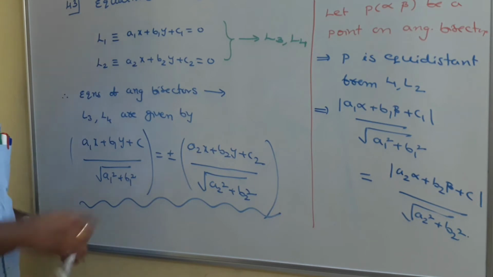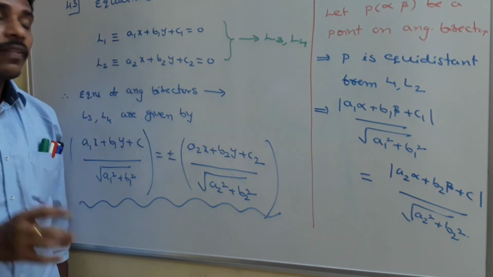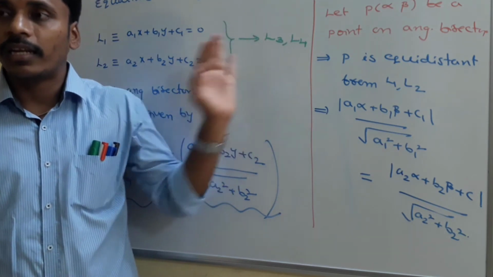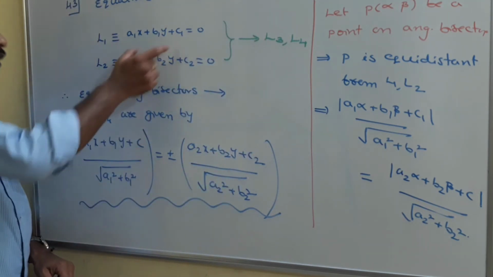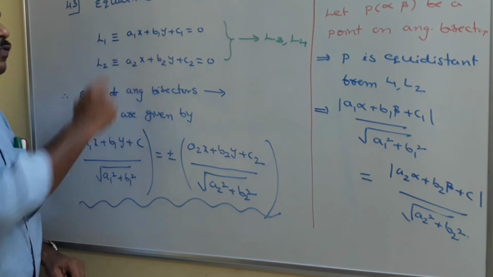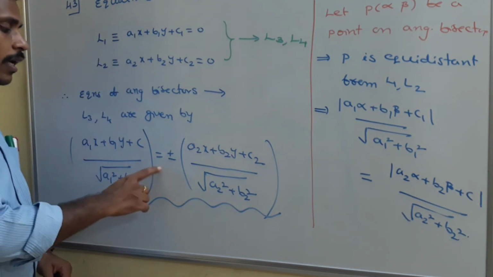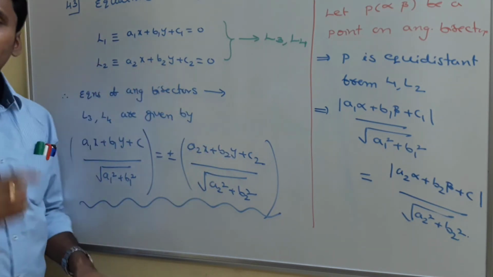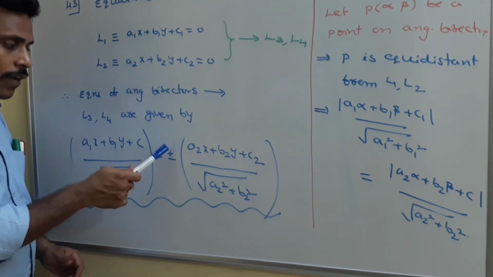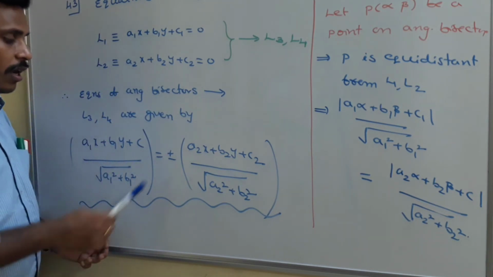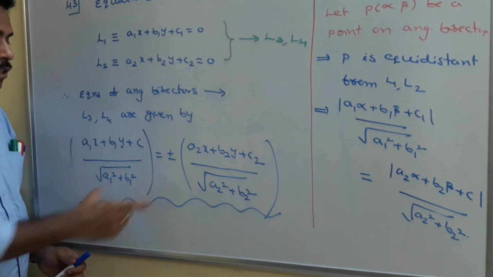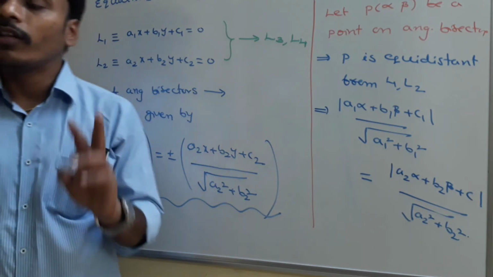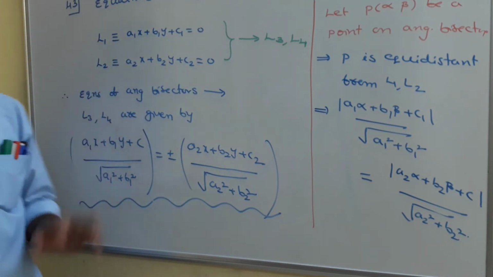So if the lines L1 and L2 are given, finding the equations of angular bisectors L3 and L4 is very simple. Just take the first equation divided by the square root of the sum of the squares of its coefficients, equals plus or minus the second equation divided by the square root of the sum of the squares of its coefficients. If you take the plus sign, you will get one equation, and with the minus sign, you will get another equation. So for plus one line and for minus another line. At the end, we can find two lines, and you say them as L3 and L4.